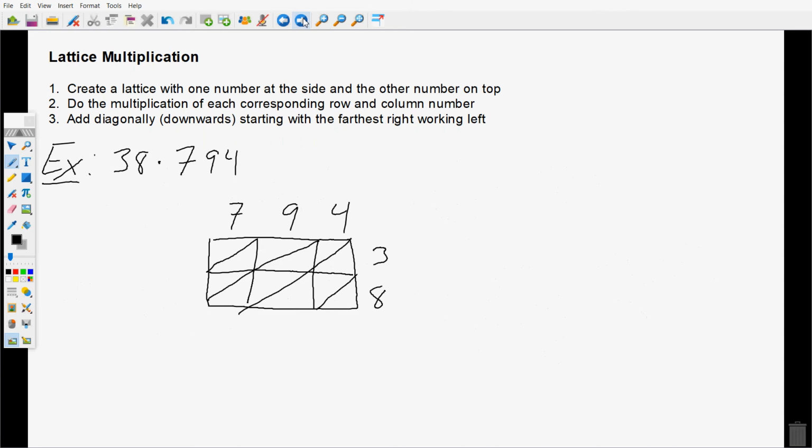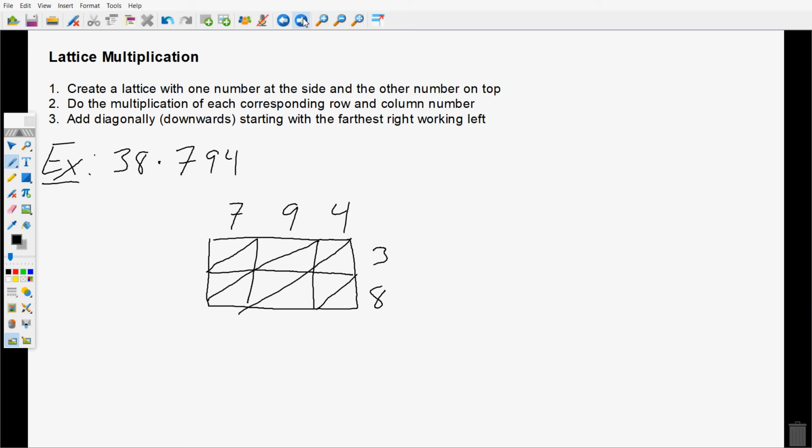Now the next "trick" I have here is what's called lattice multiplication. To do lattice multiplication, you're first going to create a lattice with one number on the top, one number on the side. It does not matter the order of these two, but usually you'll see the larger number on the top. And then you're going to have to draw these diagonals for each of the boxes.